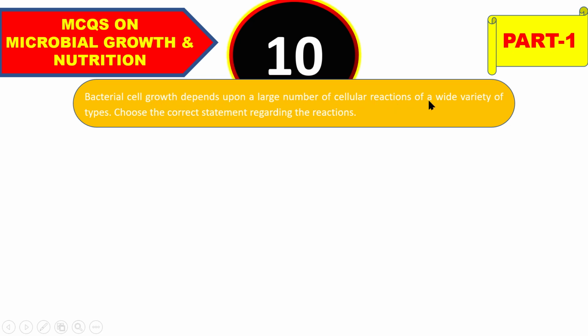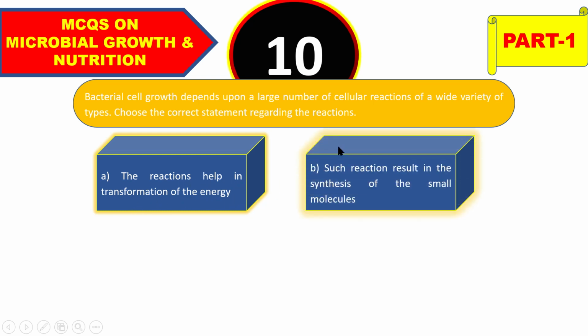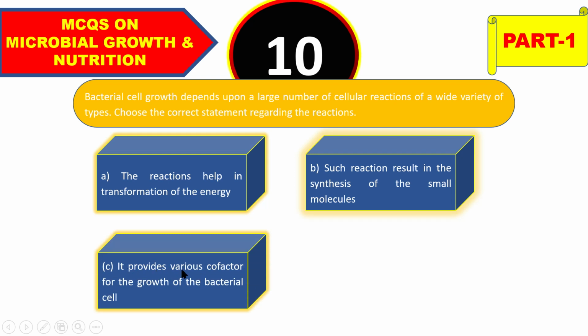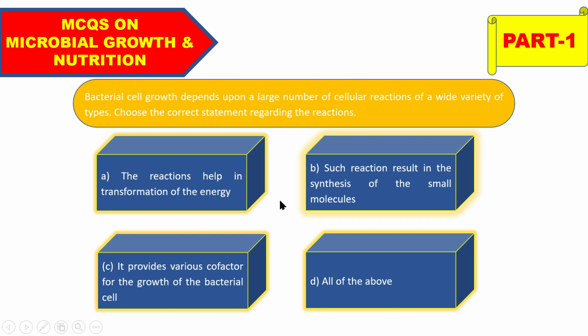Okay, so move on to the next, that is bacterial cell growth depends upon a large number of cellular reactions of a wide variety of types. Choose the correct statement regarding these reactions. Option A, the reaction helps in transformation of the energy. Option B, such reactions result in the synthesis of small molecules. Option C, it provides various cofactors for the growth of the bacterial cell. Option D, all of the above. And the right answer is option D, all of the above.